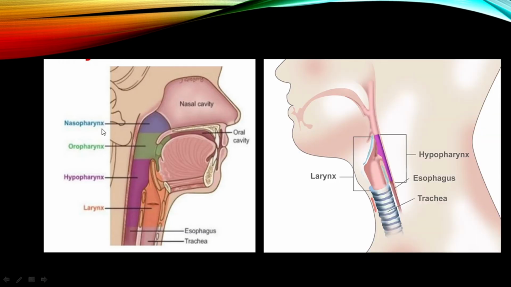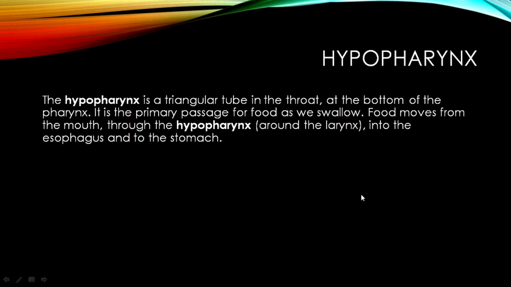In this diagram, you can see this nasal area is known as the nasopharynx. This oral area is known as the oropharynx. This area is known as the hypopharynx. This is the larynx. Here are the esophagus and trachea. And in this diagram, you can see the hypopharynx is a triangular muscular tube. This is the trachea, which is also known as the windpipe, and the esophagus is located behind the trachea, and this is the larynx, which is also known as the voice box.